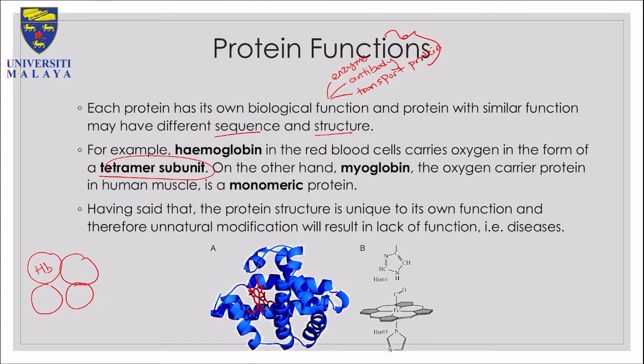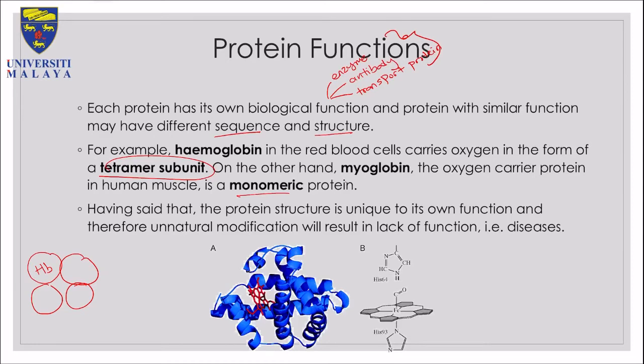Okay, so in other words, myoglobin, the oxygen carrier protein in human muscle, is a monomer. So this is to say that even proteins that function similarly might have different sequences altogether, and might need a different environment for them to work properly.